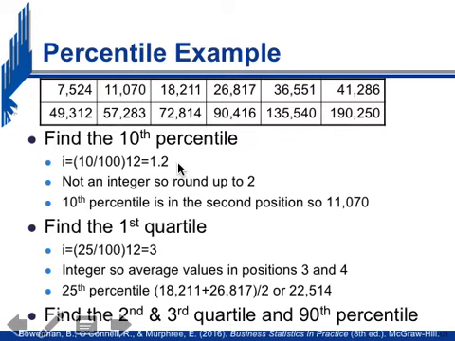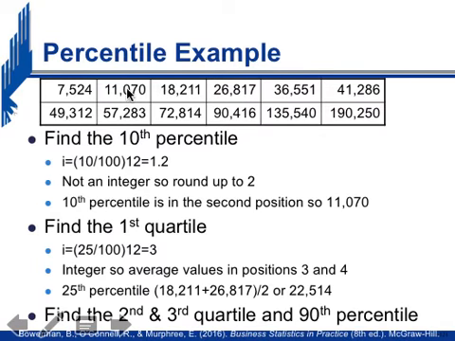And according to the rule earlier, since the index is not an integer, we have to round it up to the nearest integer, which is 2. And 2 is not the percentile, but the position of the percentile. So out of all the numbers in the dataset, the 10th percentile is actually the second number in the dataset, which is 11,070. So 11,070 is the 10th percentile, which means that approximately 10% are lower than this and 90% are bigger than 11,070.